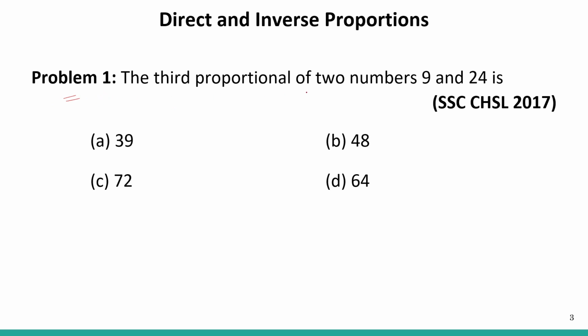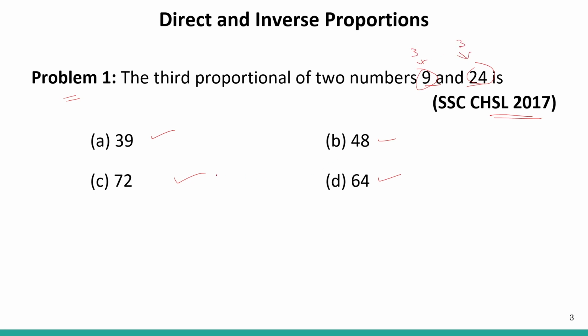The third proportional of two numbers 9 and 24 is: 39, 48, 72 or 64? This question was asked in the SSC CHSL 2017 exam. As you can see, these two numbers are both divisible by 3. 3 divides 9 and 3 also divides 24.